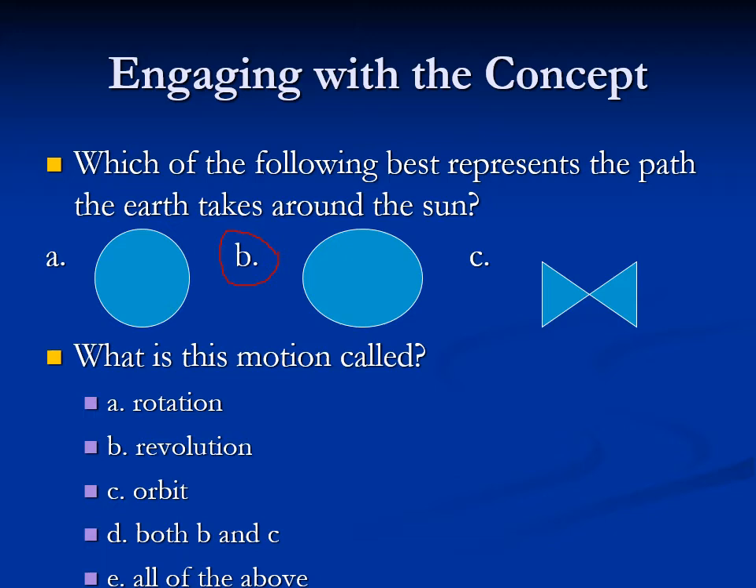So what is the motion called when the Earth goes around the Sun? A, rotation, B, revolution, C, orbit, D, B and C, or E, all of the above? If you chose D, you're correct. You can call it revolution or orbit. Both of those terms are correct.